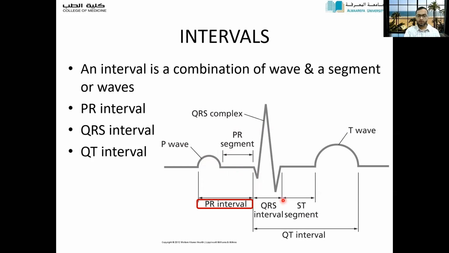Similarly, the QRS interval shows you the whole time taken for ventricular depolarization. Similarly, we have the longest interval here, the QT interval, which shows you the whole time for ventricular depolarization as well as repolarization, the recovery. The whole phase, whole ventricular activity, is shown by the QT interval here.